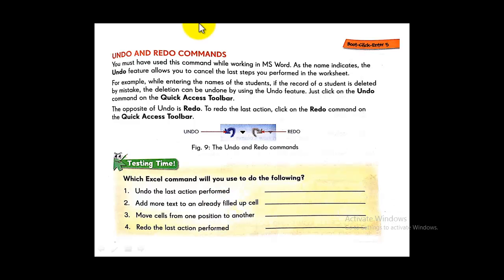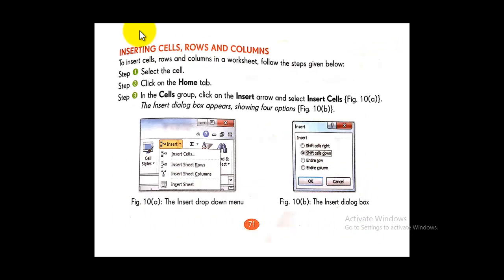Now after this undo and redo command, let's see how we can insert cells, rows and columns in a worksheet. Inserting cells, rows and columns. To insert cells, rows and columns in a worksheet, follow the steps given below. Now the steps given here are to insert the cells, rows and columns in a worksheet. How we can insert rows, columns and cells.